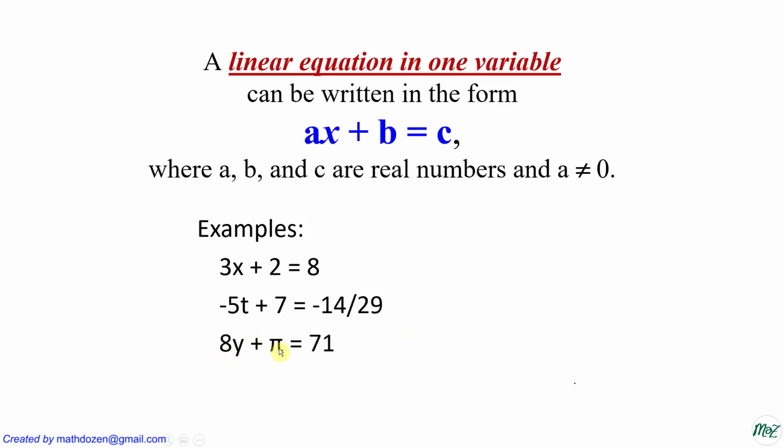8 times y plus pi equals 79. Now this one is a linear equation, even though there is a letter pi in this equation. It's actually the number 3.14 that's very well known in mathematics. And letter y will be our variable. And finally, 12c equals 100, also a linear equation, even though it has only a part with the variable and the right-hand side number, it's still a linear equation that we can solve.